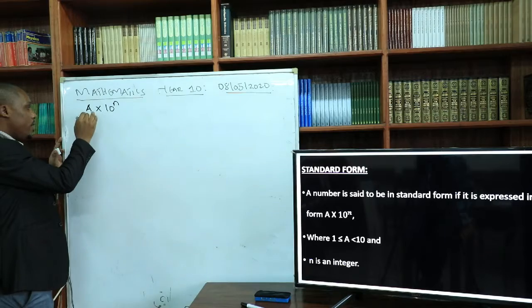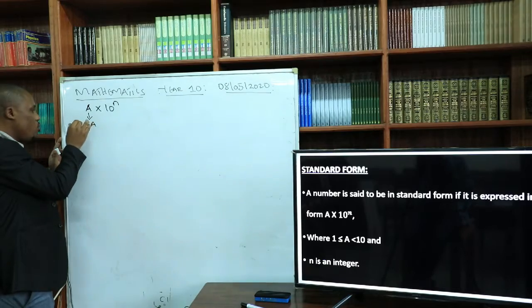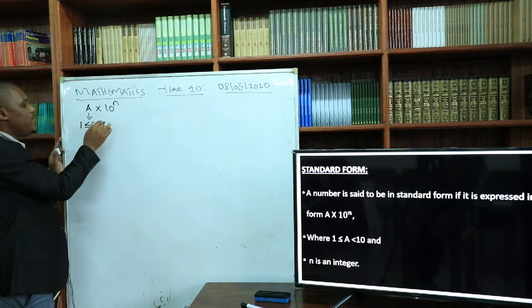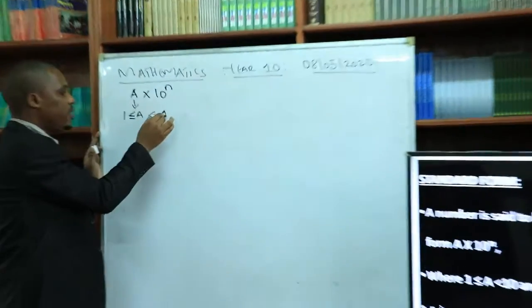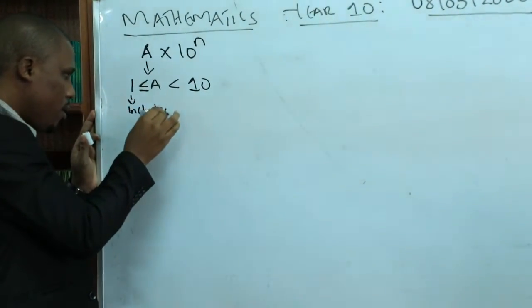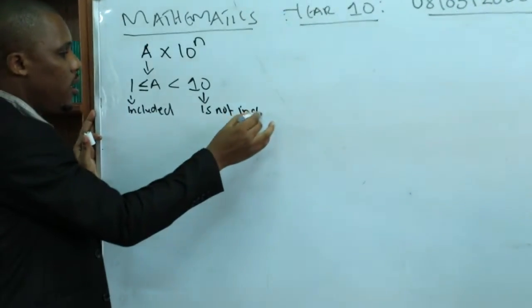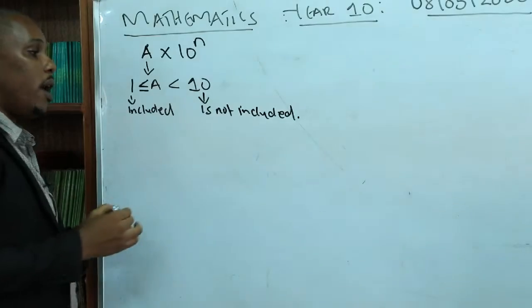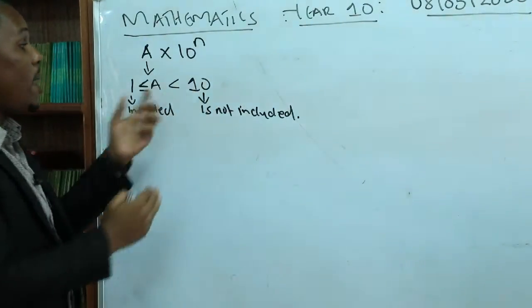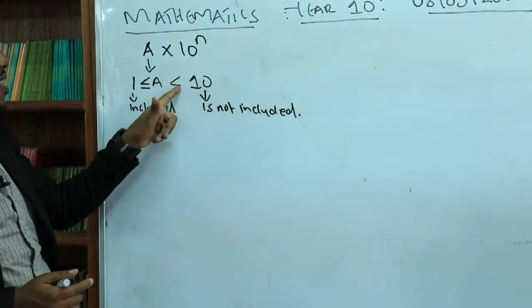So when we say a times 10 to power n, then there is a condition we are giving that a must be within the range. It must be greater or equal to 1, but it must be less than 10. So meaning 1 is included, but 10 is not included. So your number that you're going to write in that format, your range should be between 1 and 10, but 10 should not be included. That's why I'm saying a should be greater or equal to 1, but it should be less than 10.